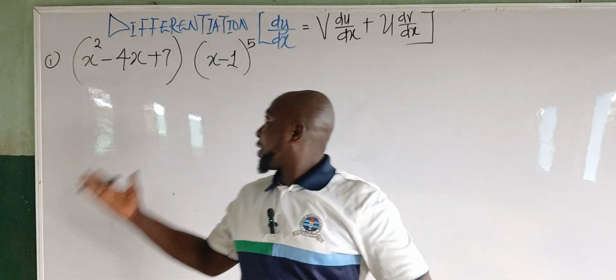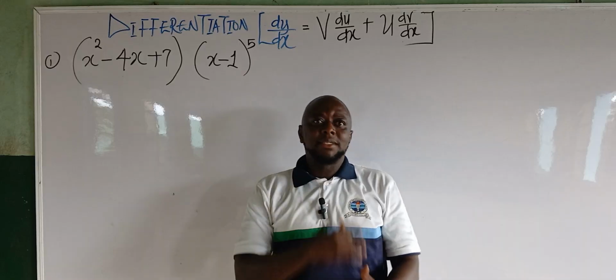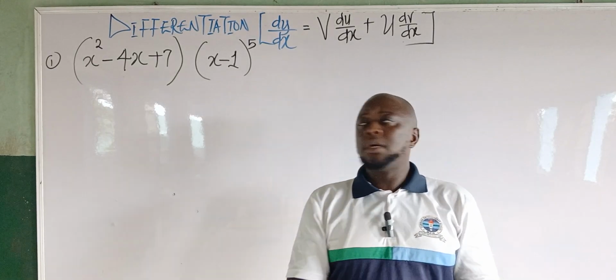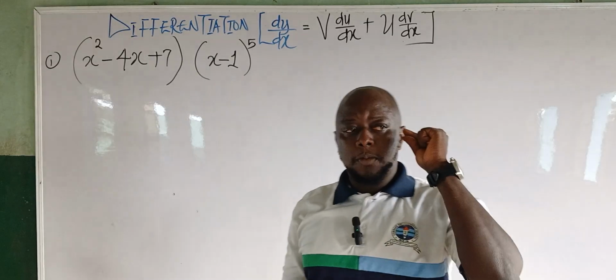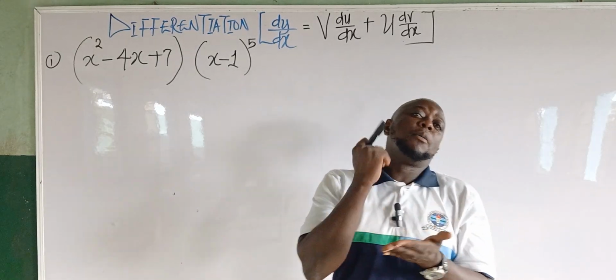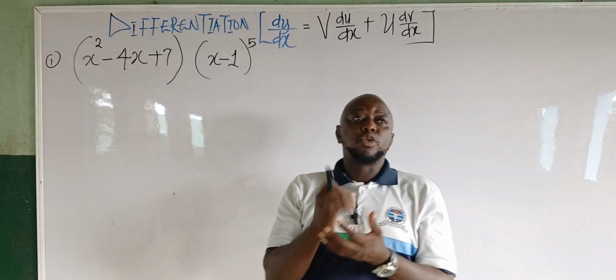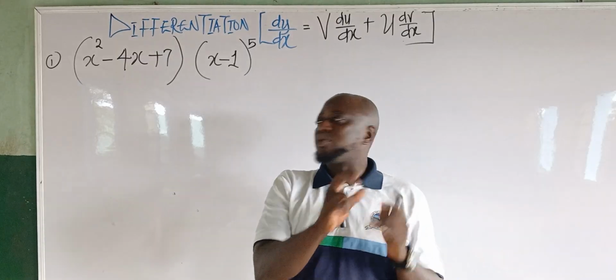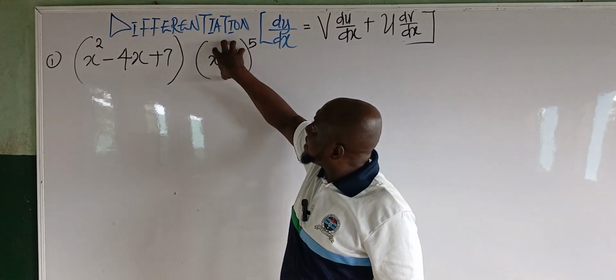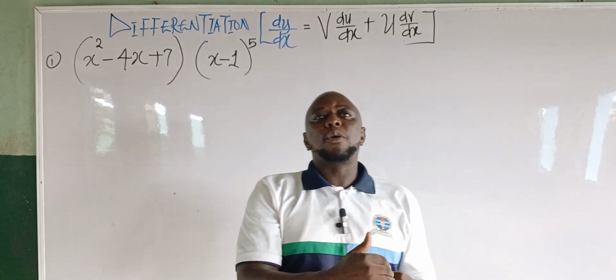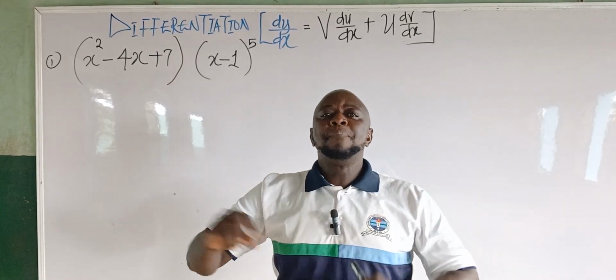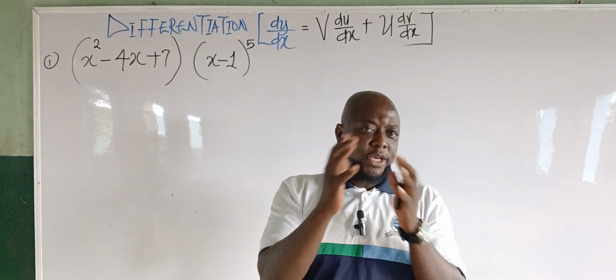Welcome to class. We are still discussing differentiation. With us, we are dealing with the fourth method, which is known as the product rule method. Product rule. Now, how do you know a question is product rule? Watch this. This is multiplying this in this case. Whenever a particular number is multiplying a particular number, that makes it a product rule question.